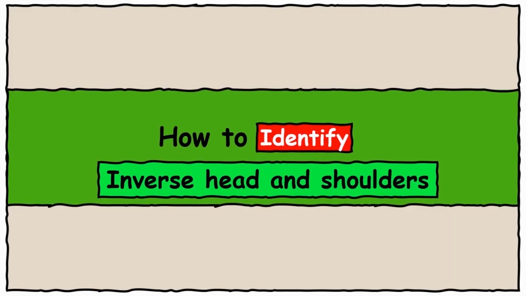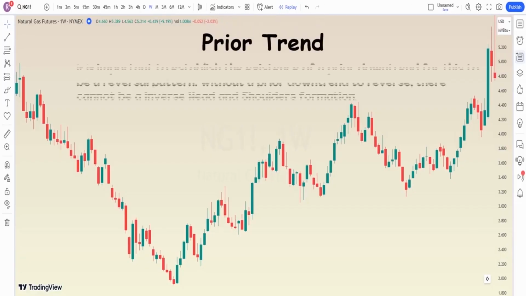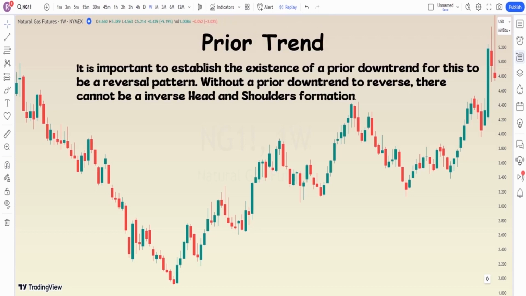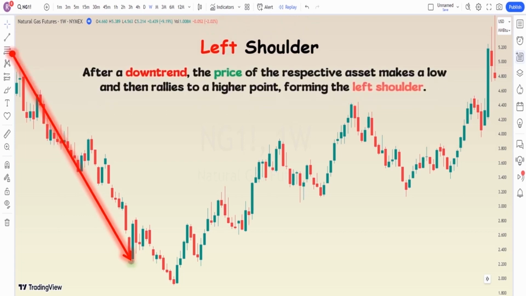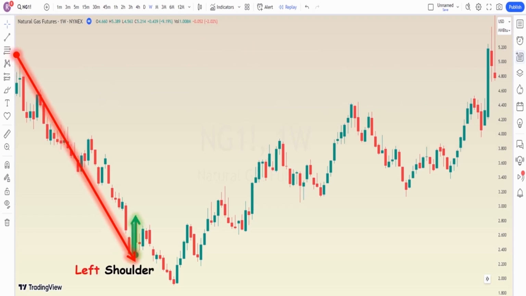How to identify inverse head and shoulders? Prior trend. It is important to establish the existence of a prior downtrend for this to be a reversal pattern. Without a prior downtrend to reverse, there cannot be an inverse head and shoulders formation. Left shoulder. After a downtrend, the price of the respective asset makes a low and then rallies to a higher point, forming the left shoulder.